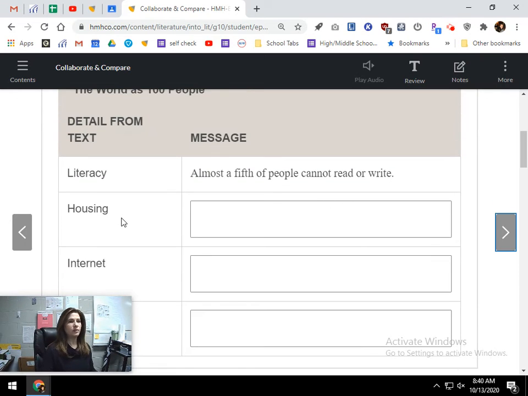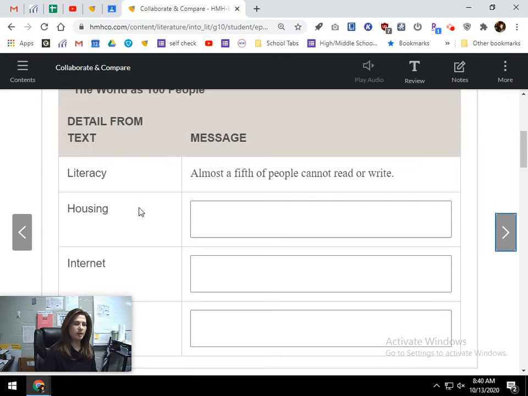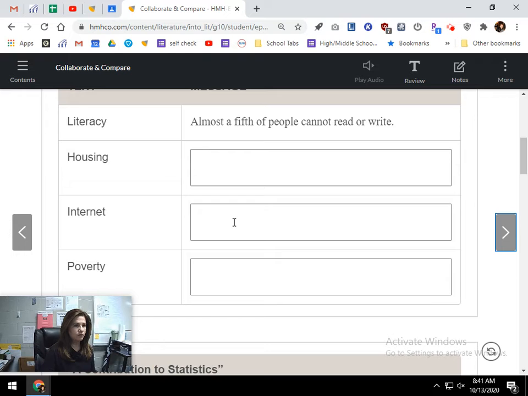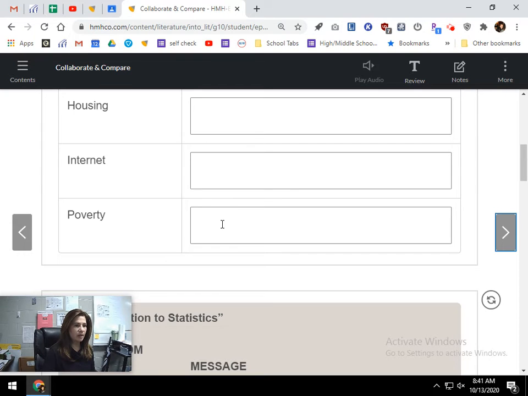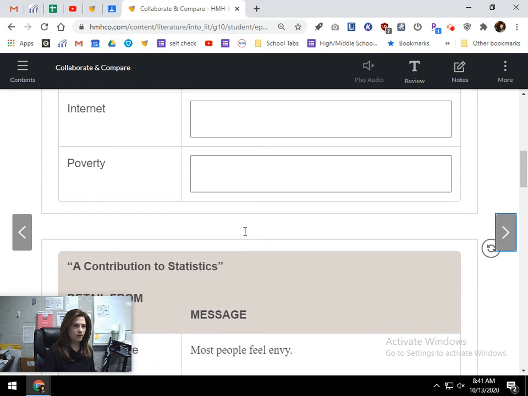So you're going to have to actually interpret and read the infographic for this. So the world as 100 people. From the literacy part of that, we can see that almost a fifth of people cannot read or write. So this is going into your social studies skills, reading maps, graphs, and charts, and so forth. This is just asking you to read that data and interpret it. So what can you say about housing from the infographic? What can you tell me about internet access around the world? And what can you tell me about poverty? You're just drawing one conclusion by looking at the data, okay?